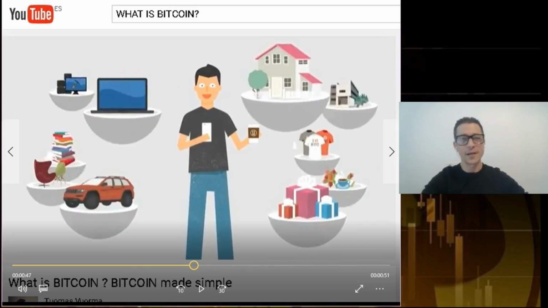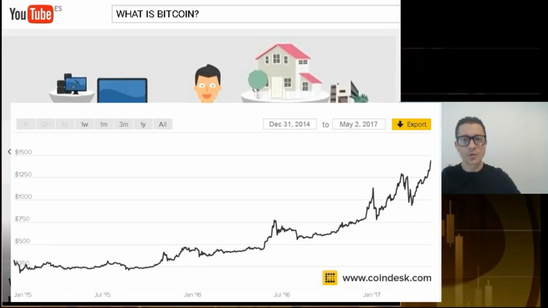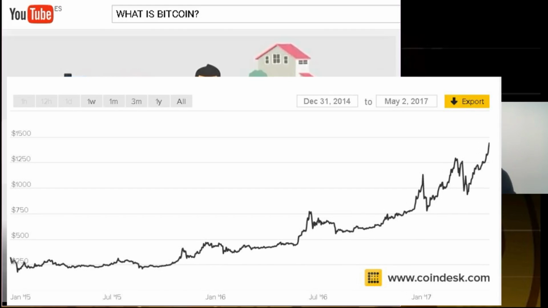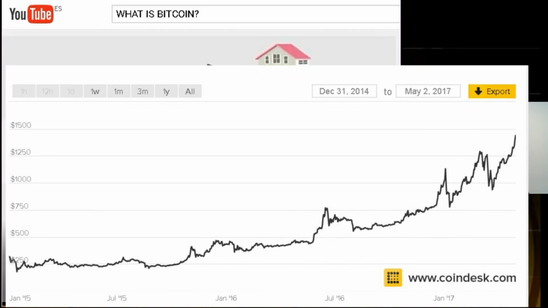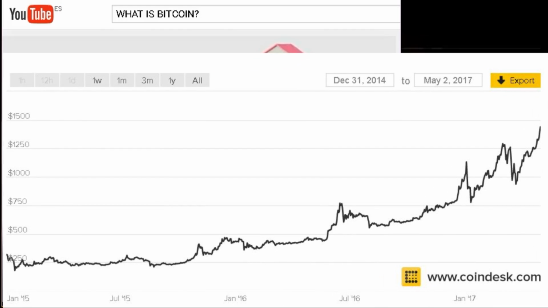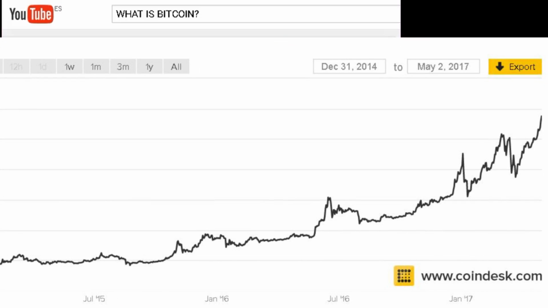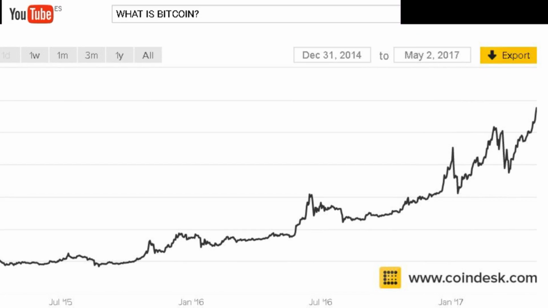I moved to Spain, and I'm earning online. I'm making my money online. So Bitcoin is my preferred currency, mainly because it's much easier for me to make money when my money is in a currency that is constantly increasing in value. The value of Bitcoin has increased a lot in the last couple of years.